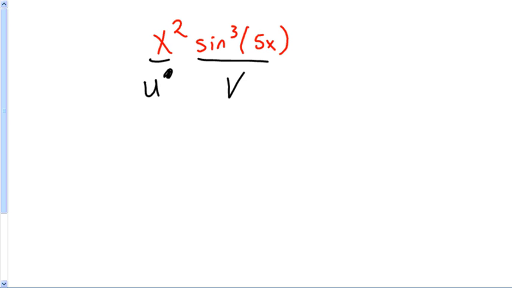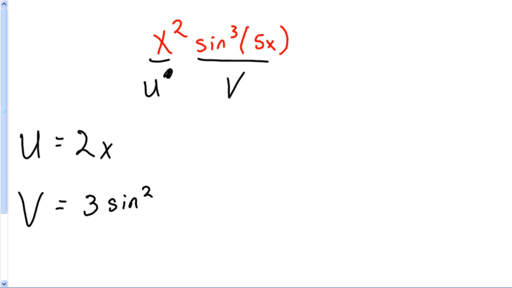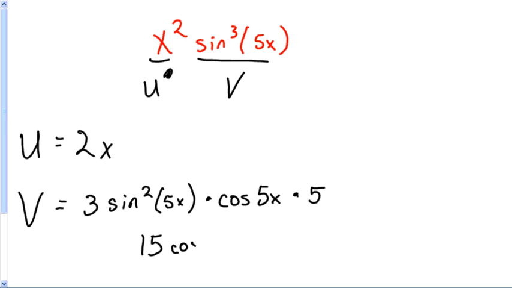That's my U. That's my V. U is 2x. V would be 3 sine, I'm trying to do this without, where x times the derivative of sine 5x, which would have been cosine 5x times 5. So my derivative would have been 15 cosine 5x sine square 5x. And there's an x right there.